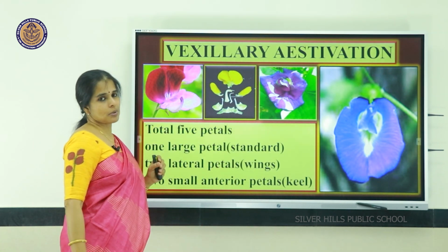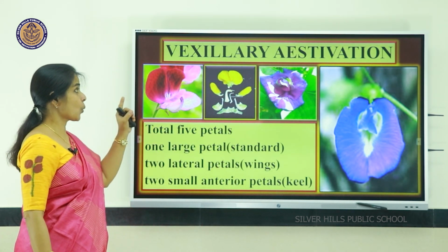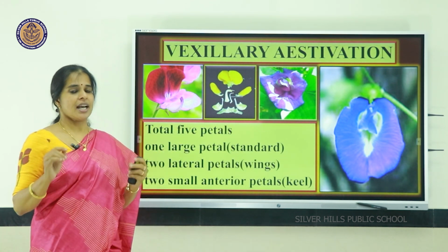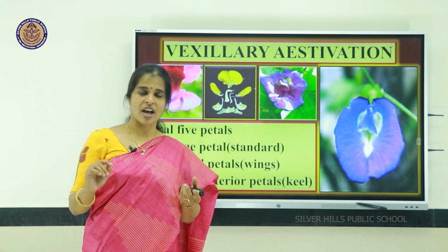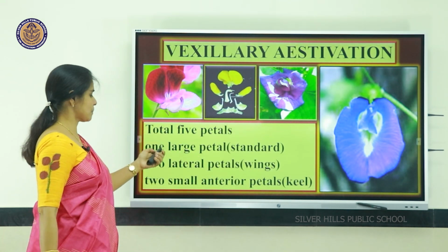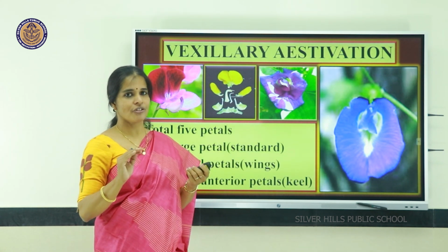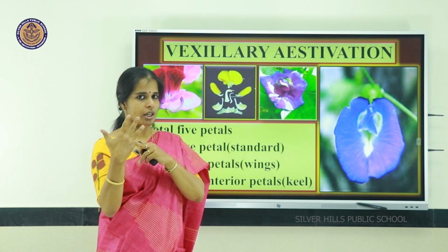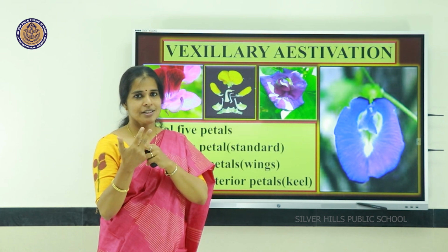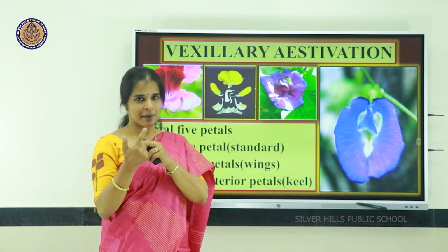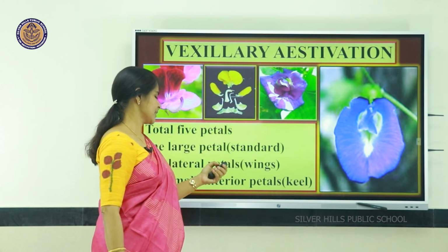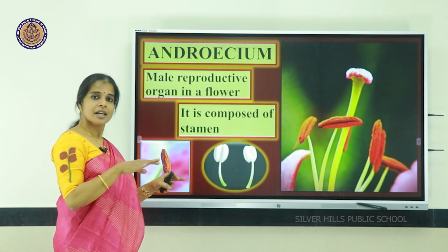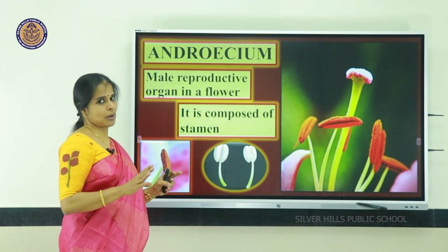So, this arrangement we call vexillary aestivation. This is a special type of aestivation. The examples are the papilionaceous flowers, which are known as leguminous plants. Thus, we have come to an end of aestivation. Different types, 4 types. What are they? Valvate, twisted, imbricate, vexillary.